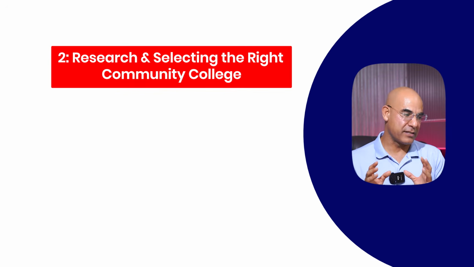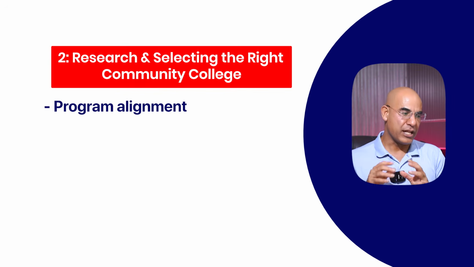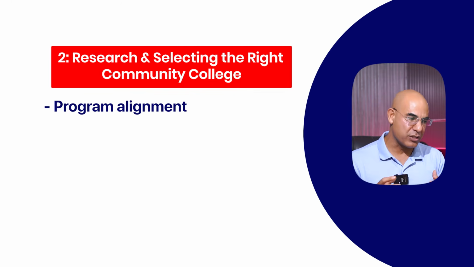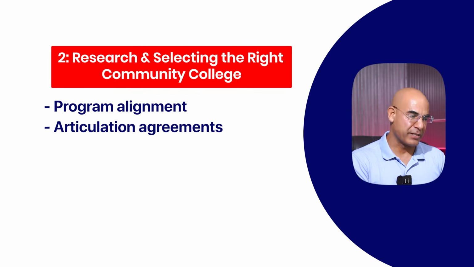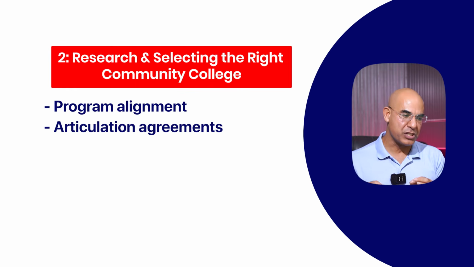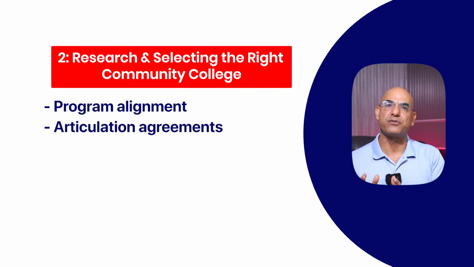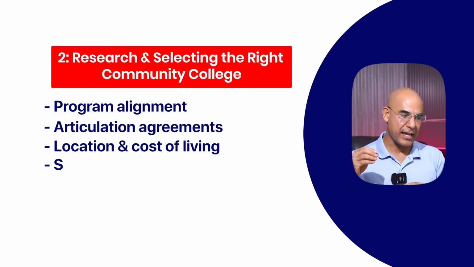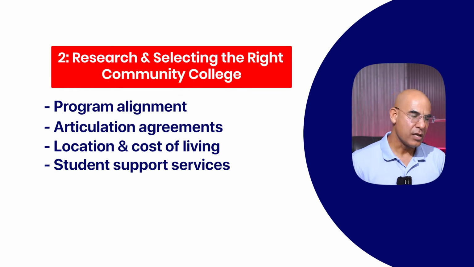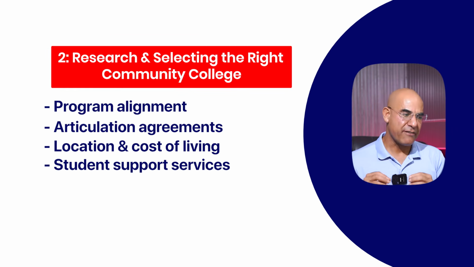Step 2 is researching and selecting the right community college. The first consideration is program alignment. Ensure the college offers your field of study or general education courses required for your bachelor's degree. Articulation agreements: identify partner universities where you can seamlessly transfer credits. Location and cost of living: compare town versus university campuses and associated living expenses. Student support services: evaluate international offices, tutoring centers, and career advisors.